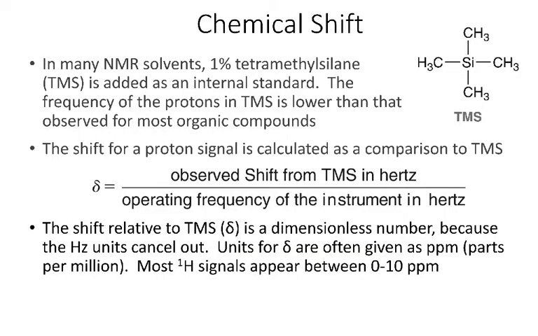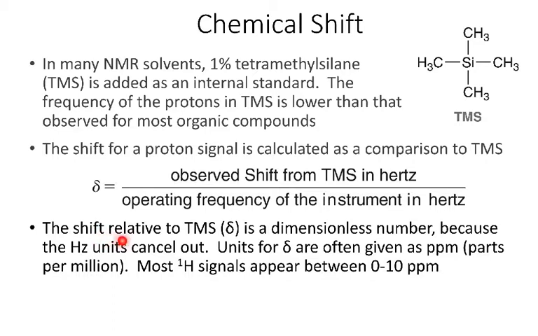So one thing that we often do when we take NMR spectra is we actually add another compound to our sample. The specific compound that we add is tetramethylsilane, or TMS, and TMS is used as an internal standard. The frequency of the radio waves that the protons in TMS absorb is lower than most other organic compounds. So what we usually do is set the TMS signal to be 0, and then we measure the frequencies of the radio waves that the other protons absorb relative to the TMS.